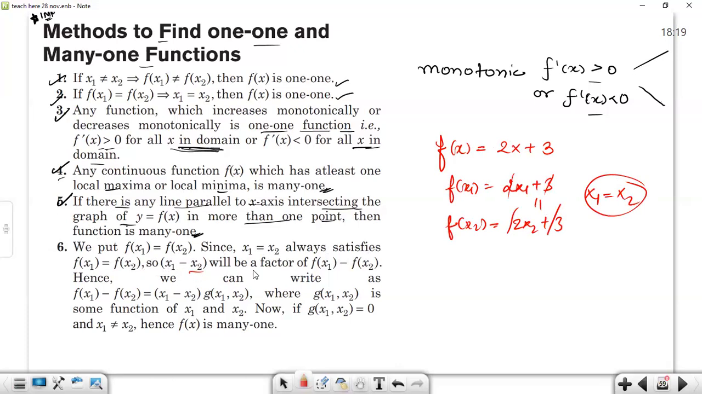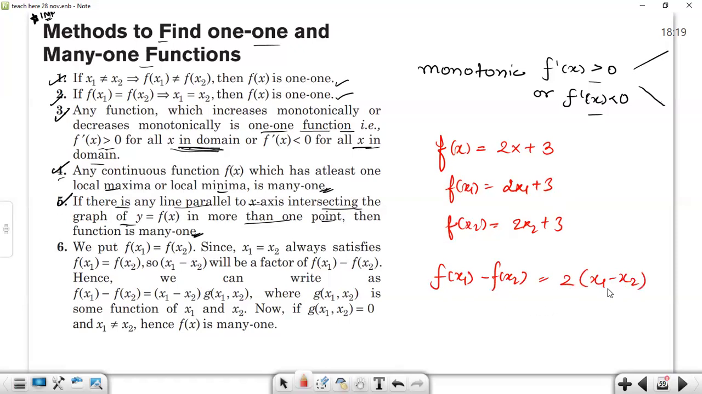So x1 minus x2 will be a factor of f of x1 minus f of x2. Instead of putting them equal, if we subtract both of these, f of x1 minus f of x2, then 3 cancels 3, 2 is common, and we get x1 minus x2. So yes, x1 minus x2 is a factor here. Why am I calling this a factor?